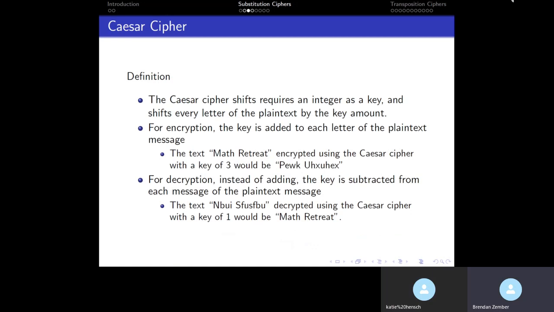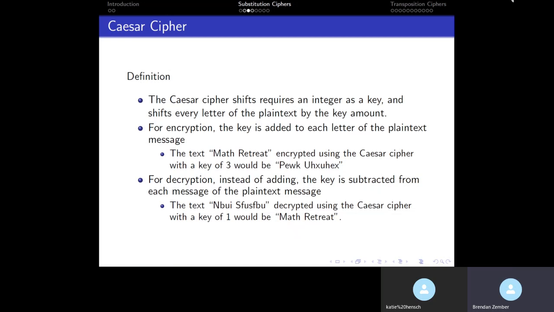So the way that the Caesar cipher works is that we take in a key, which is some integer, and we shift every single letter of our plaintext by that key amount. So, for example, if we take the text math retreat and encrypt it with a key of 3, then M, 3 letters after M, is N-O-P. And so the first letter is P. Similarly, with A, we end up with E, and so on and so forth to end up with this string of text that makes no sense in context without the understanding that we're using the Caesar cipher. As a fun fact, the key of 3 is exactly what Julius Caesar used for his encryption.